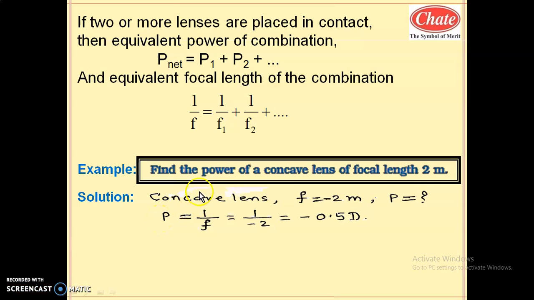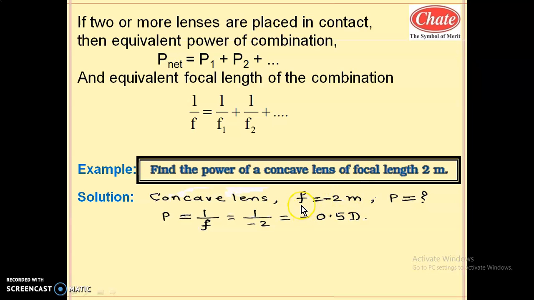Let us start the problems on the power of a lens and some exercise problems on the lens topic from your textbook. Here is one example. Find the power of a concave lens of focal length 2 meter. Here the lens is given as concave. So for concave, the focal length is negative. As the lens is concave, the focal length is minus 2 meter.